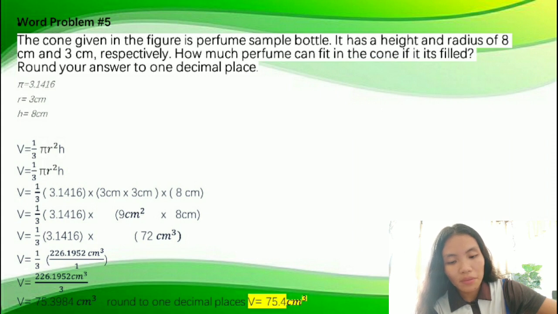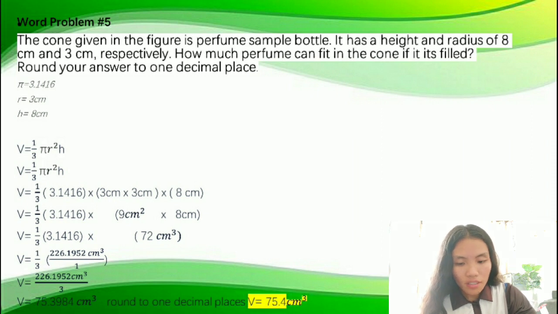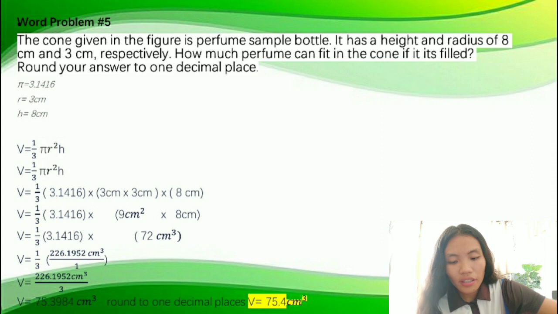Then times 8 centimeters, which is the height. And down to the next step, volume is equal to 1/3 times 3.1416 times 9 centimeters squared times 8 centimeters, which is equal to 72 centimeters cube. So volume is equal to 1/3 times 3.1416 times 72 centimeters cube, which is 226.1952 centimeters cube.